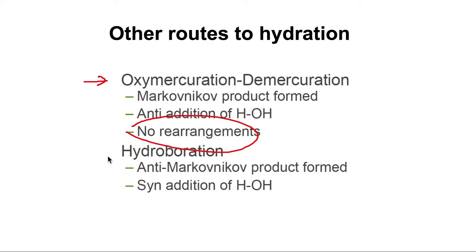For the hydroboration, we will get the anti-Markovnikov product, which means that the OH is going to go to the less substituted carbon in the alkene, and we will get a syn addition because the H and the OH are going to come from the same side. Let's talk about those two in separate videos.